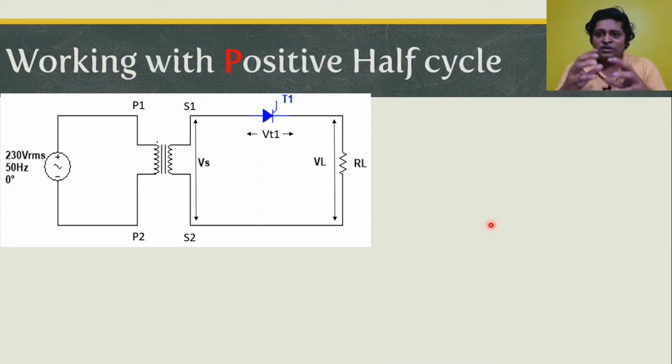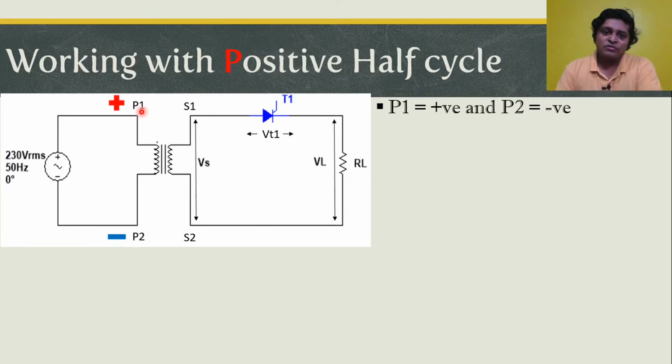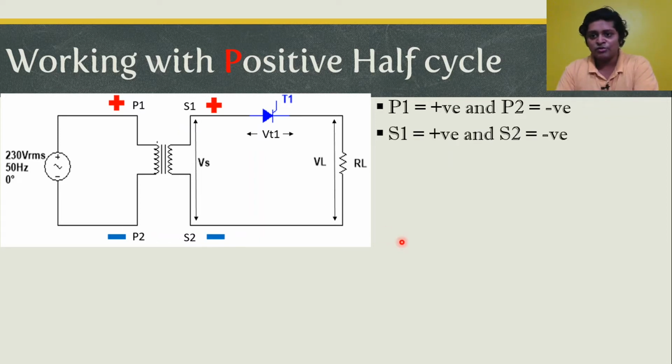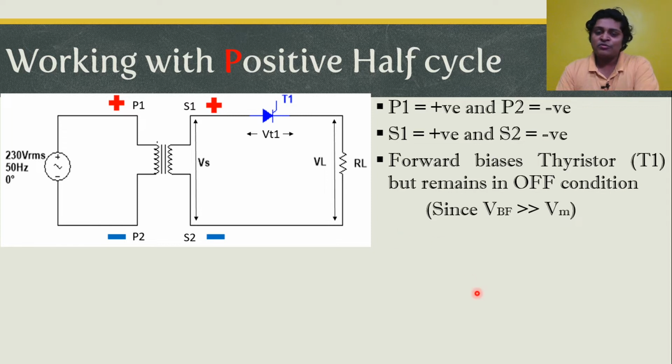Now in the positive half cycle, let's say the 230 volt 50 Hz AC supply is applied, and the first positive half cycle is available. Quite naturally P1 becomes positive, P2 becomes negative. This induces a voltage across the secondary, which makes S1 positive, S2 negative. Because of this polarity, the SCR will be in forward bias condition, but it remains in off condition because we have selected the forward breakover voltage to be much higher than the peak value of the secondary.